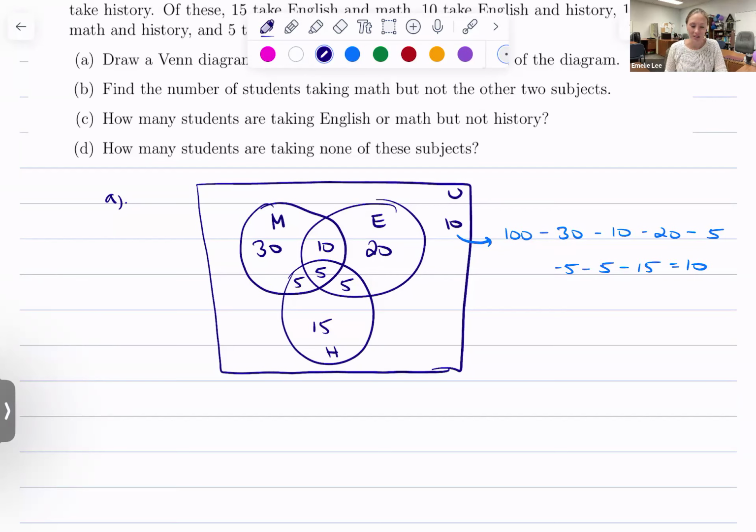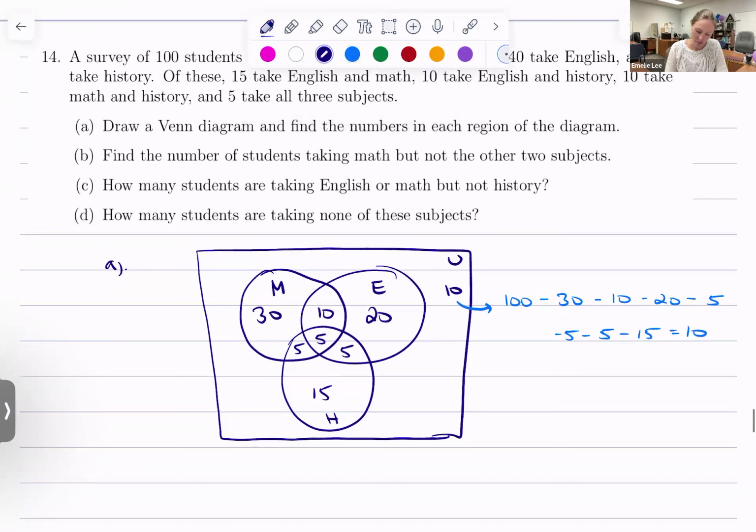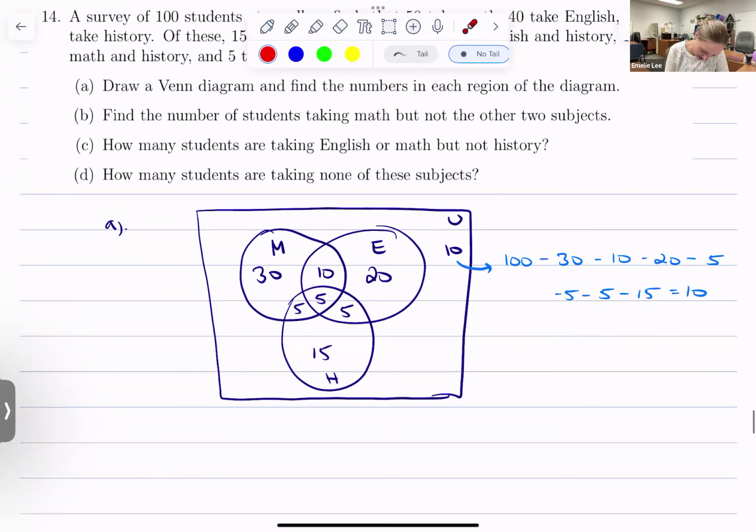Nice. There. Now that's part A done. Now I think B, C, and D are relatively quick in comparison, so let's see what we can do here.